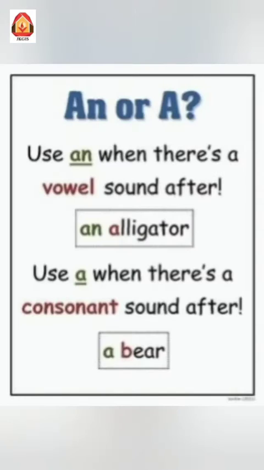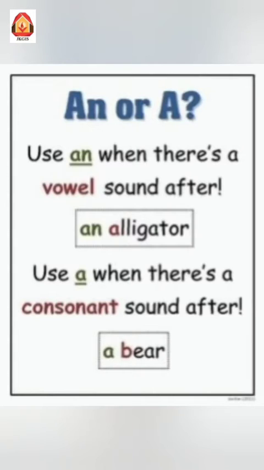Now students, we are going to understand about articles through a short video. So now students, we will see where we use article a and where we use an. So students, use an when there is a vowel sound after. Like in the example, you can see an alligator. So alligator is starting with a vowel. Then we will use an before alligator because it's starting with a vowel.